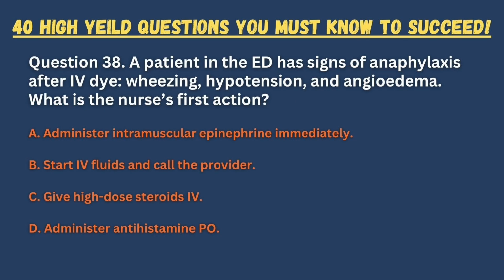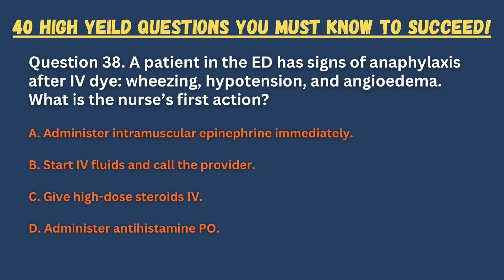Question 38. A patient in the ED has signs of anaphylaxis after IV dye, wheezing, hypotension, and angioedema. What is the nurse's first action? A. Administer intramuscular epinephrine immediately. B. Start IV fluids and call the provider. C. Give high-dose steroids.